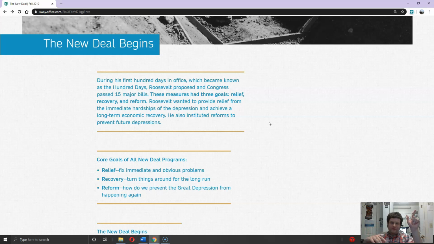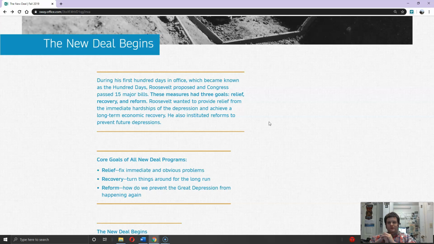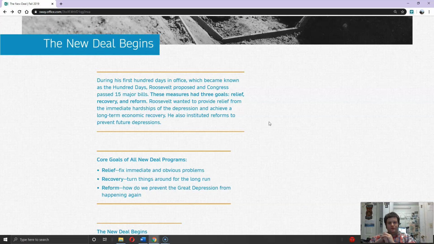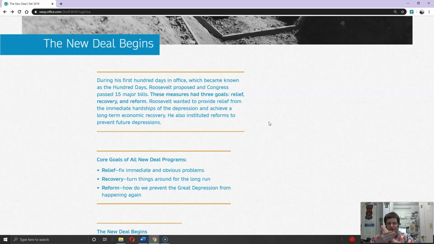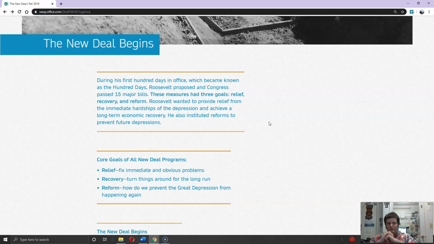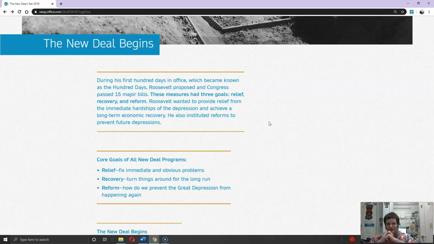What can we fix so that the next generation and the generation that follows do not suffer the long-term effects? Because with the Great Depression, you can tell when people lived during it. Malnutrition was very common. There were a lot of health problems associated with the Dust Bowl. And so recovery was looking at the long run. How do we fix things for the long game? And then the last one is reform. How do we prevent the Great Depression from ever happening again?